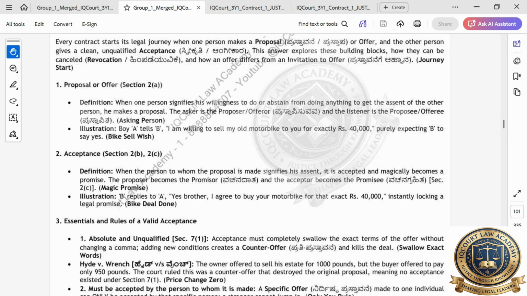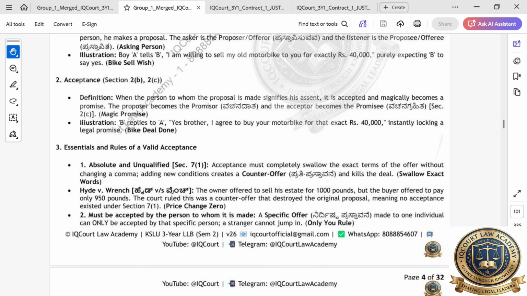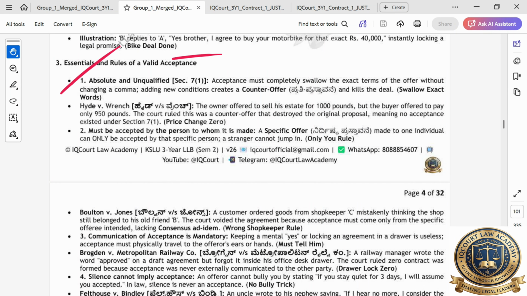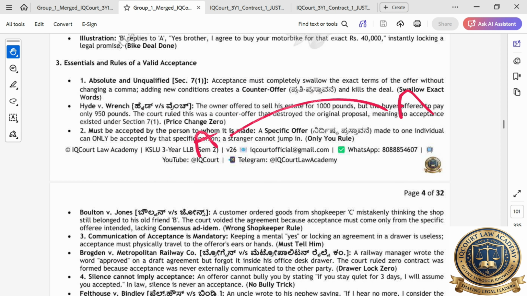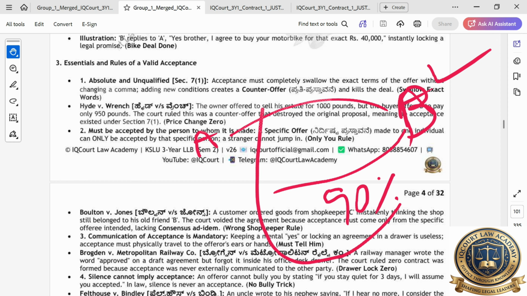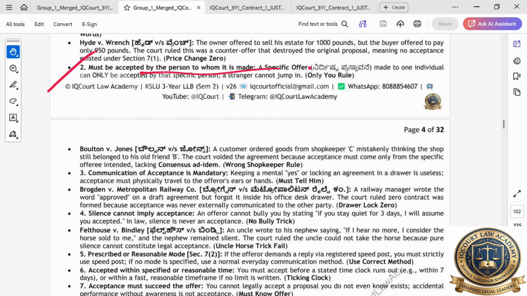Proposal or offer is Section 2(a), acceptance is 2(b). Essentially you have to write that acceptance should be absolute and unqualified, and this is the case law. It must be accepted by the other party: a party is offering, the other person should accept it. If one person says 100 rupees, and you have to give it now, and the other says yes, then that is a proper proposal accepted. If he says no, make it 90 rupees, it is a counter offer. It is not at all acceptance. It must be accepted by the other person to whom it is made.